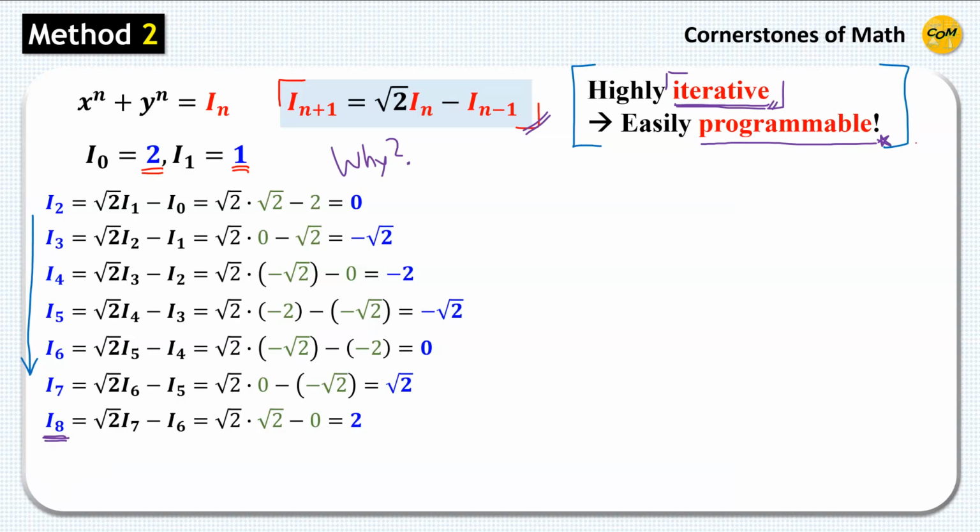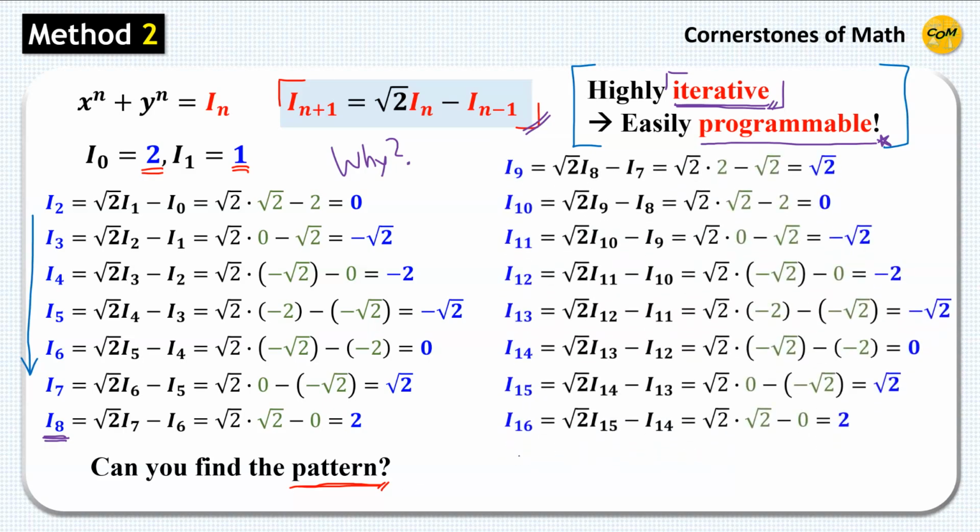But for this specific problem, the most important question is this. Can you find some kind of pattern here? Because in order to guess the terms having higher values of n, we need a pattern. Well, some of you might have difficult times noticing the pattern here. So I will present you 8 more terms, now up to I_16. And now the pattern is more apparent.